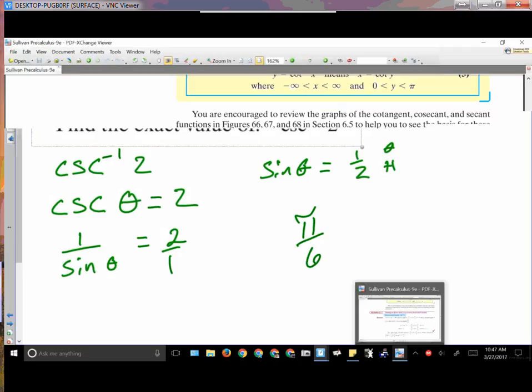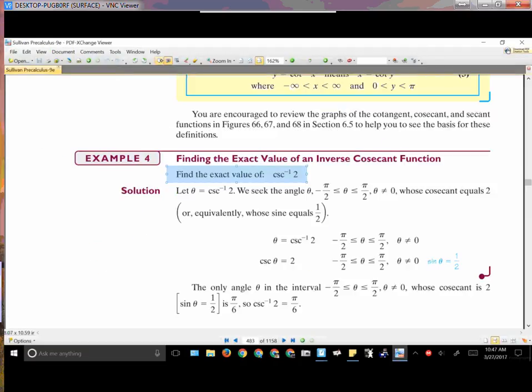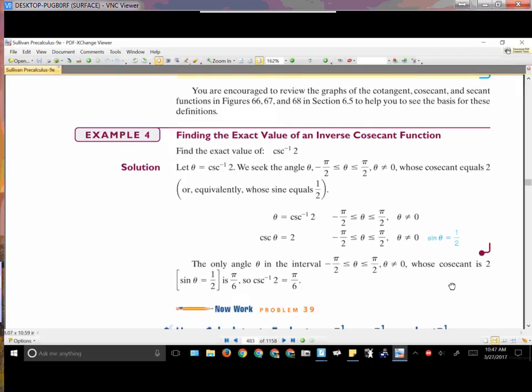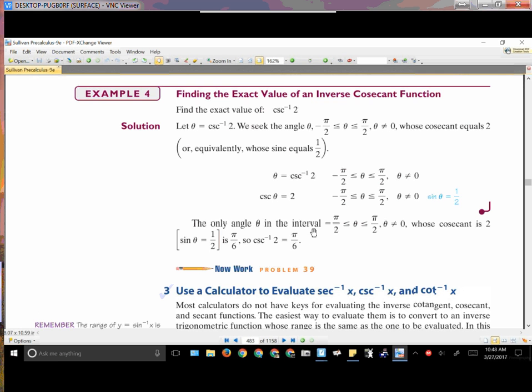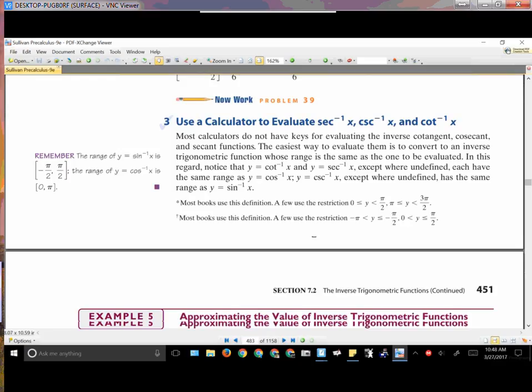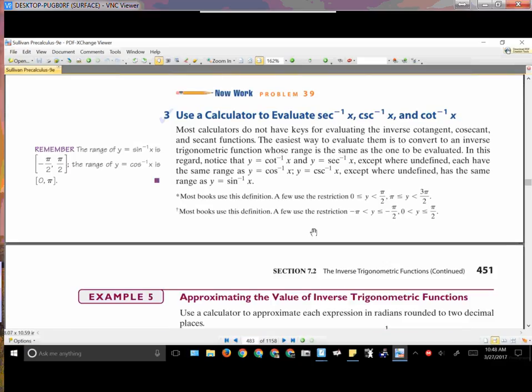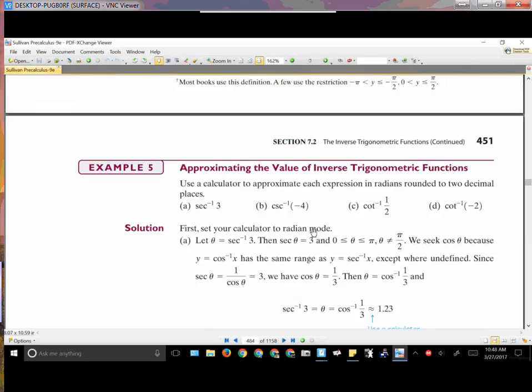Let's check. Because it only comes from negative pi over 2 to pi over 2, that's the only place we can look for it. So we end up with pi over 6. Now, we've talked about this before. The calculator doesn't have those keys. We just have to use it in terms of 1 over that. I'm not going to go over that because that's just a calculator exercise, button pushing.